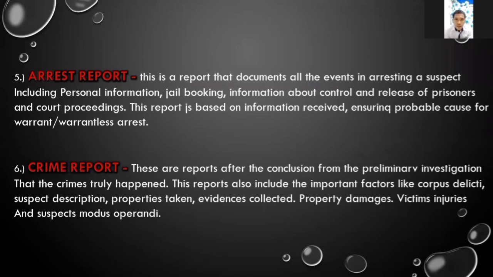Arrest report. This is a report that documents all the events in arresting a suspect, including personal information, jail booking information, control and release of prisoner, and court proceeding. This report is based on information received, ensuring probable cause for warrant and warrantless arrest.